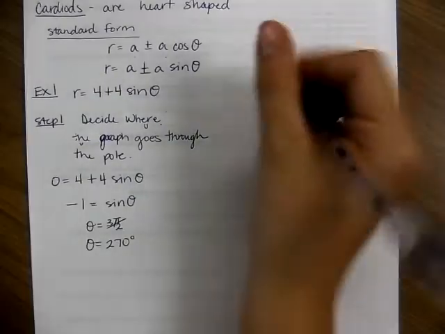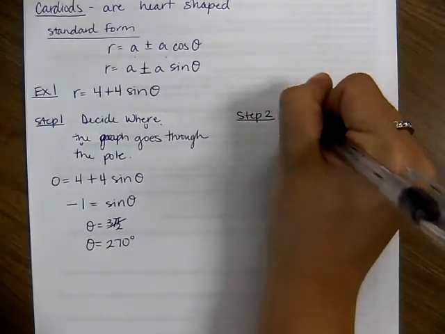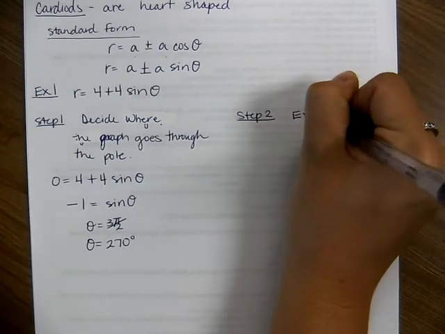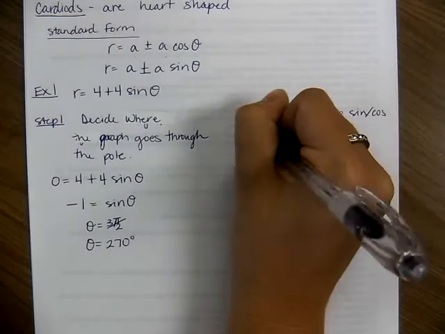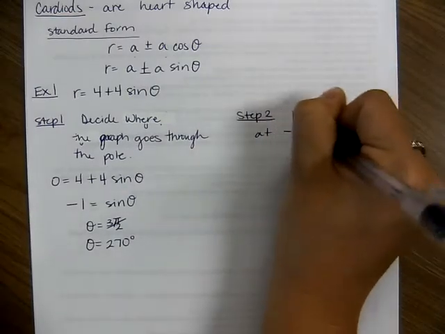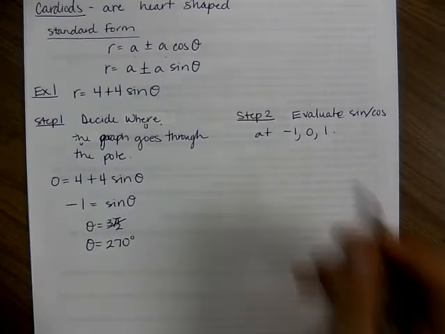Now, notice that we are skipping the step of, is it a flattened loop? Does it have 2 loops? That's not the case here. Okay, so you don't have to do that step like you did with the limaçon. But you do have to decide where it goes through the pole, and then step 2, you're going to evaluate either sine or cosine at negative 1, 0, and 1. Okay, so just like we did yesterday.